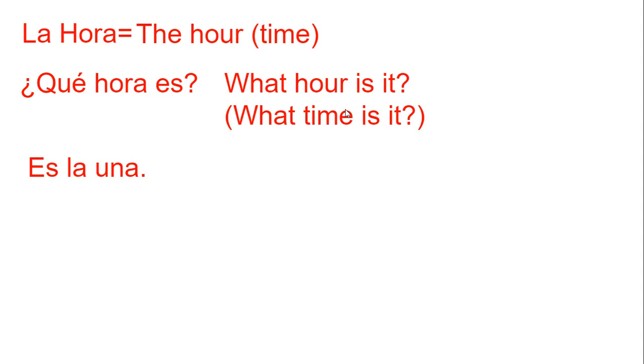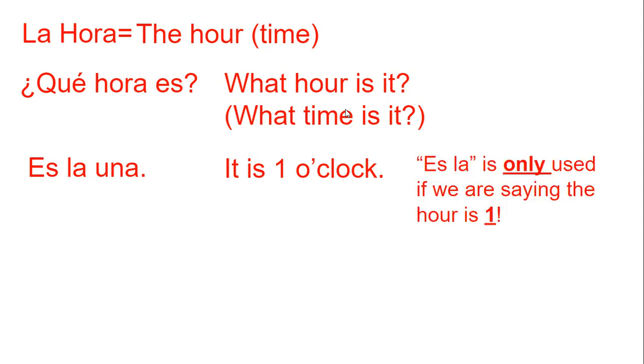Es la una means it's 1 o'clock. Now you're going to see another thing right after es la una, and there's another way to say it. In Spanish, we have to worry about singular and plural. Una is just one, so that's singular. So we say es la una. We would only use es la if we're saying the hour is 1. It's 1, 1:05, 1:10, 1:15, and so on. Every other hour, 2, 3, 4, those are all greater than 1, so they are plural.